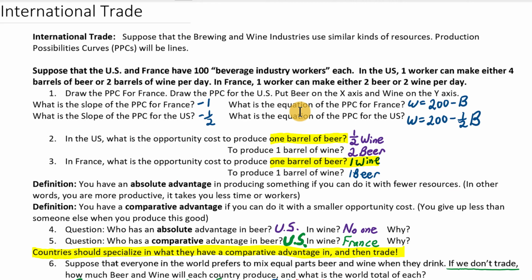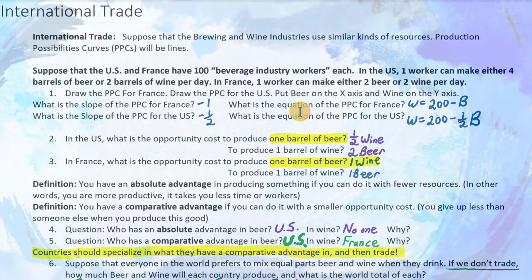So this video covered an awful lot. If you have any questions, please let me know. But I think if you can really understand all the parts of this example that we went through, then you won't have any problems understanding the idea of comparative advantage, specialization, and trade, and how it benefits countries to specialize and trade.